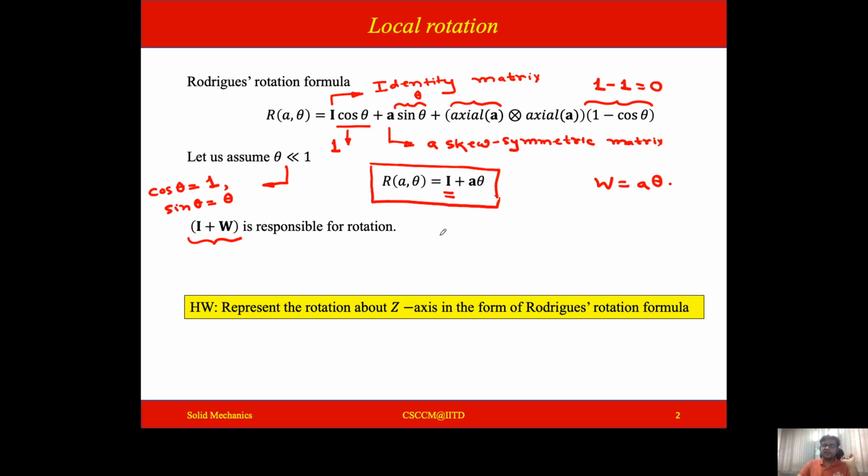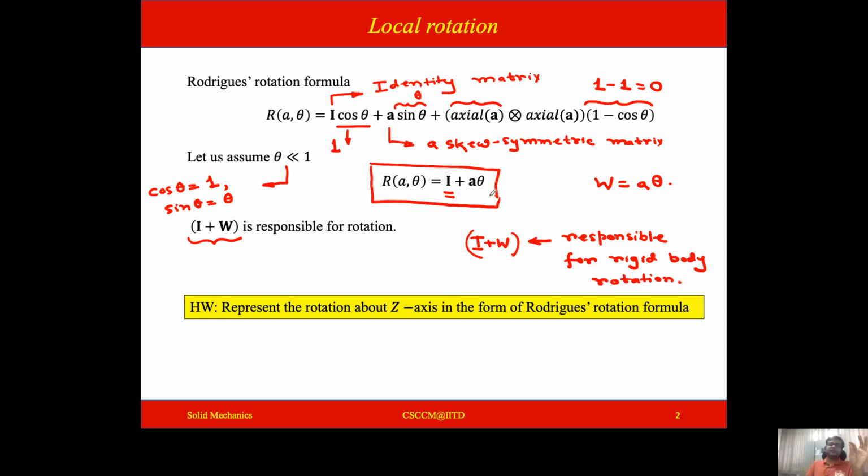So we can say that this I plus W component is responsible for rigid body rotation. These are things we discussed earlier. But now let us look into something new, something that we did not discuss in our previous lecture. We are talking about rotation, right?